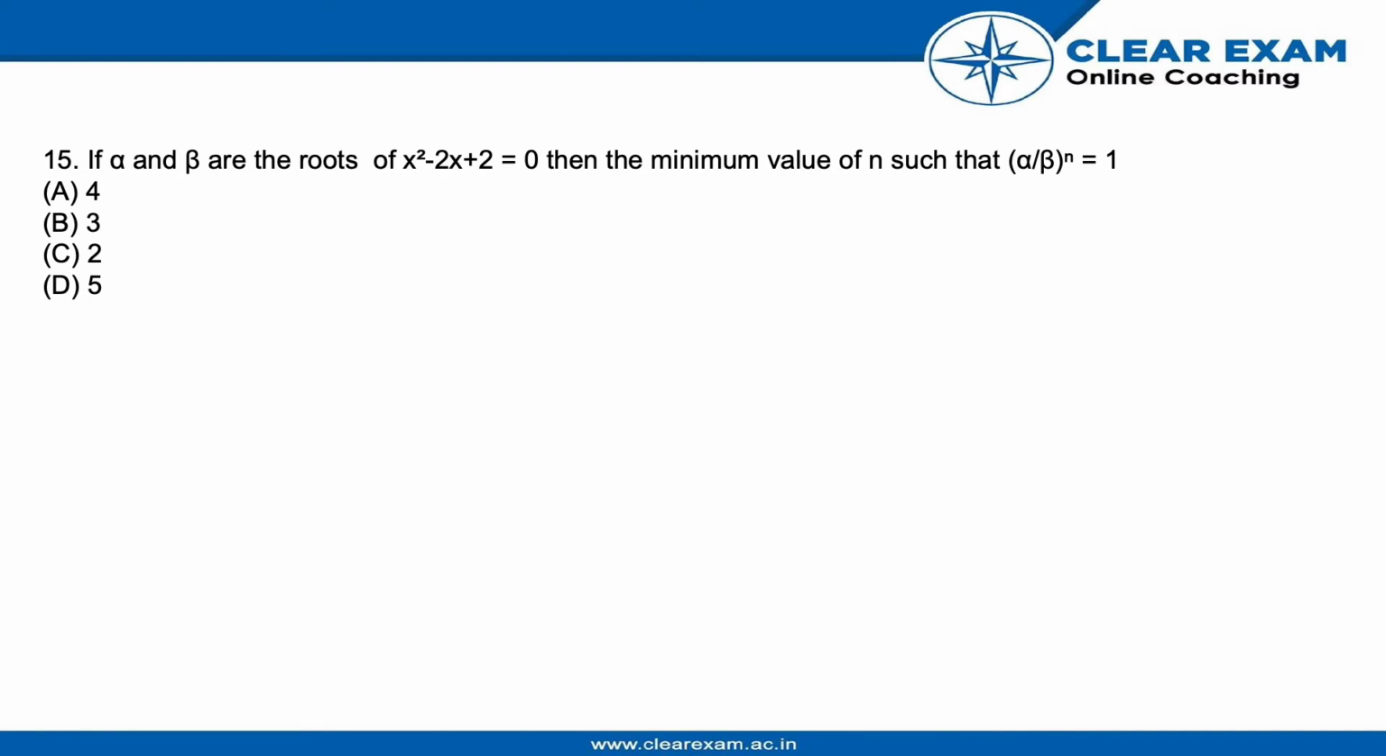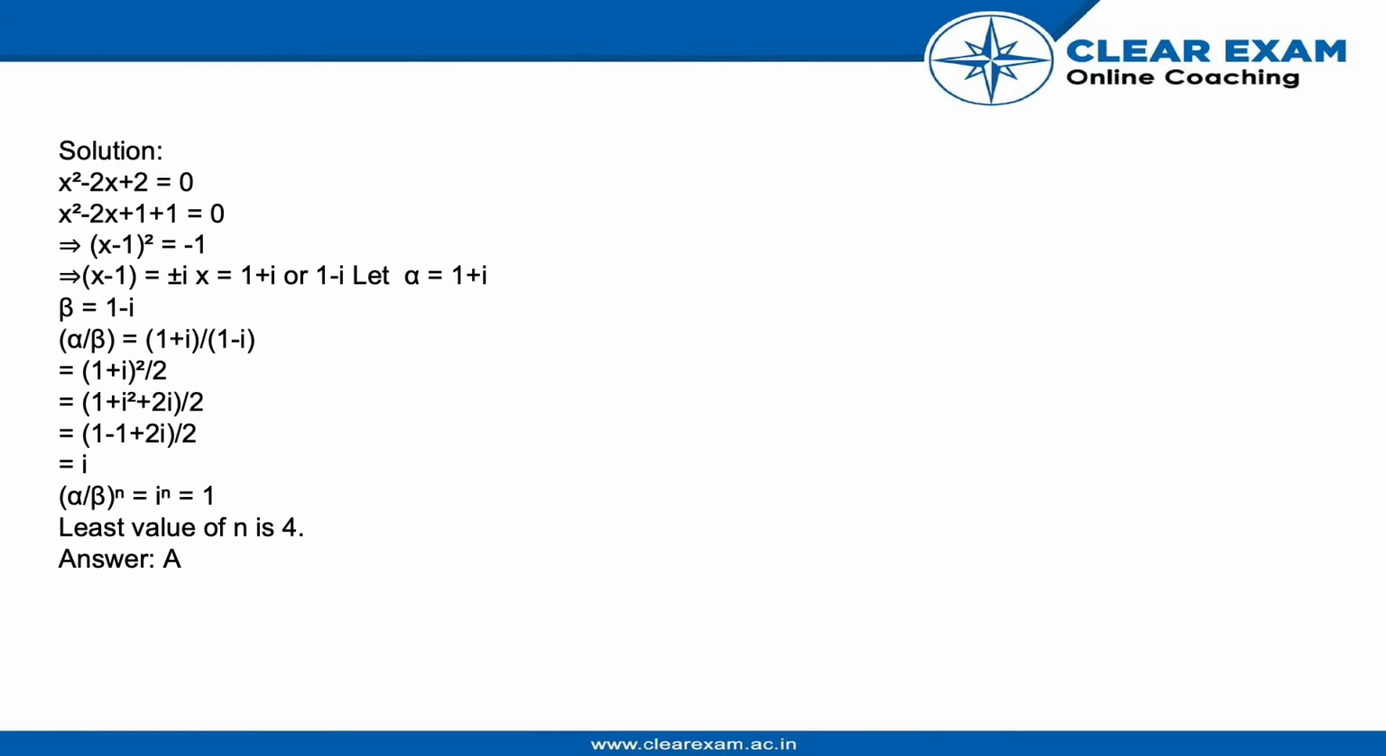So the question is, if alpha and beta are roots of the equation x square minus 2x plus 2 equals 0, then the minimum value of n such that (alpha divided by beta) to the power n equals 1, and these are the options: 4, 3, 2 and 5. So here x square minus 2x plus 2 equals 0.